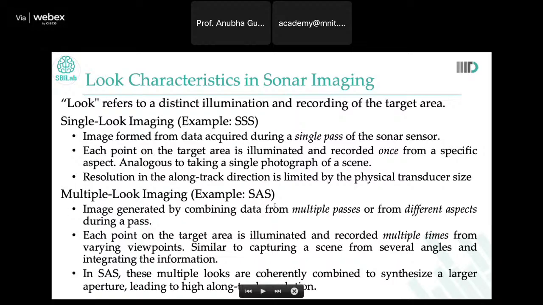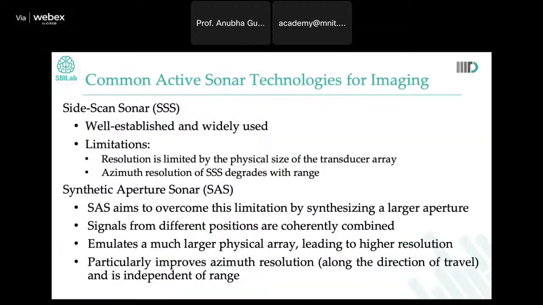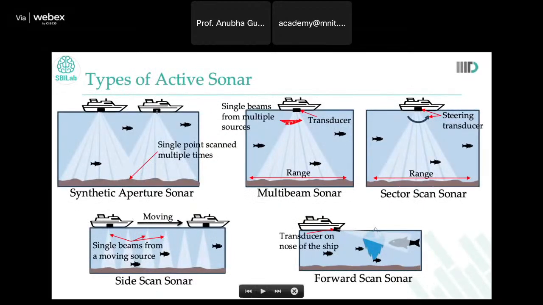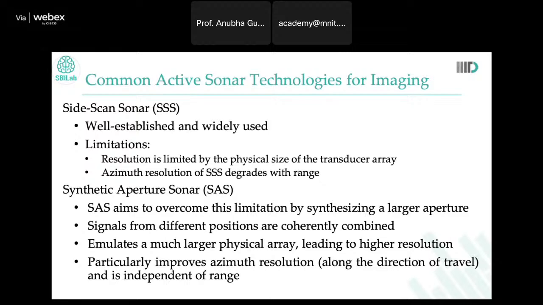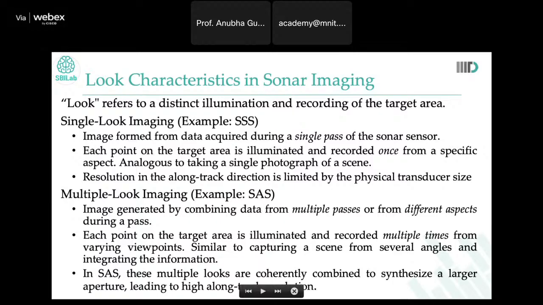In multiple look imaging, for example SAS, you are scanning each position multiple times. If I go back to this figure, you can see that this ship is also moving. If I look at these particular pixels on the seashore, they have been captured when the ship was here, and they are also being captured when the ship is here. As it moves along this direction, many points are captured multiple times in synthetic aperture sonar. This helps in improving the resolution and the signal to noise ratio of the collected image. The image is generated by combining data from multiple passes. Each point on the target is illuminated and recorded multiple times from varying viewpoints, similar to capturing a scene from several angles and integrating that information.